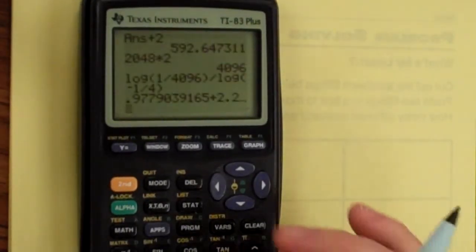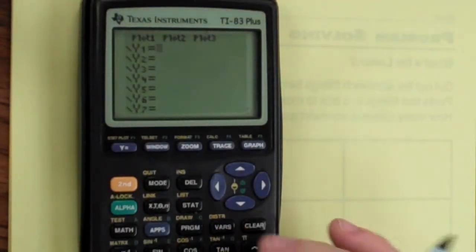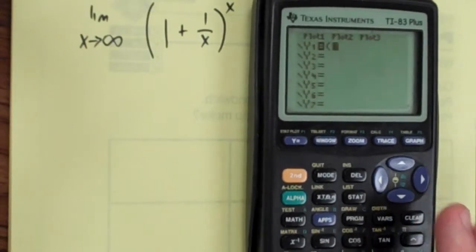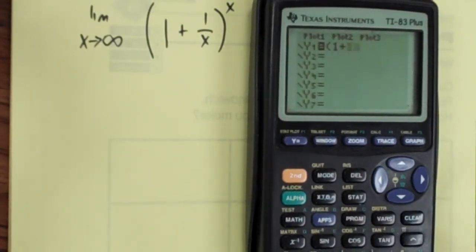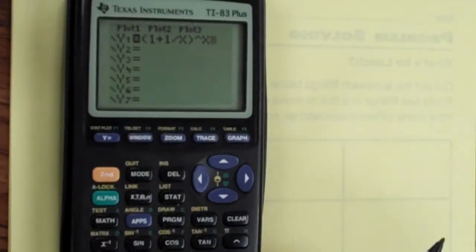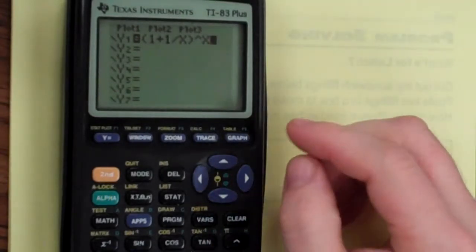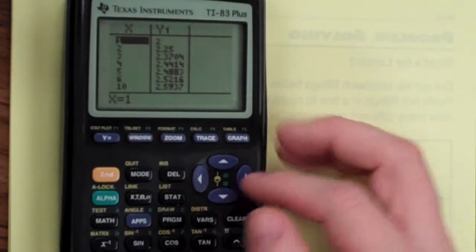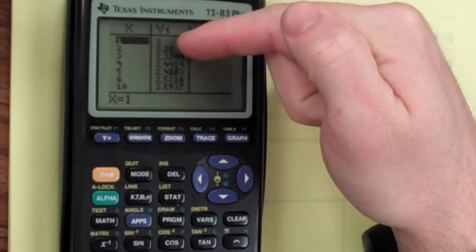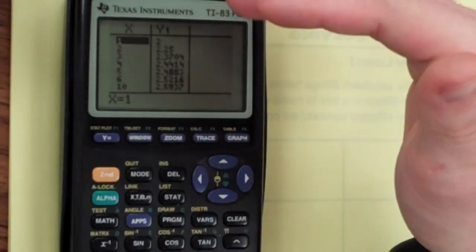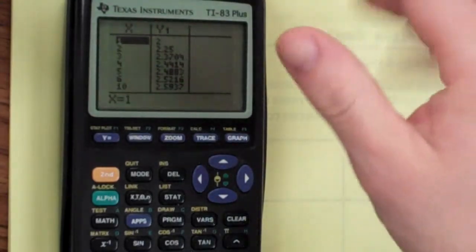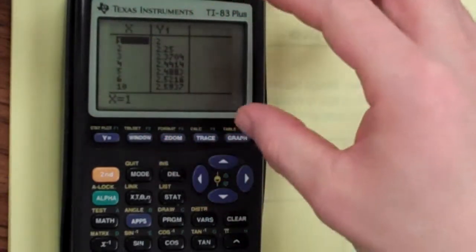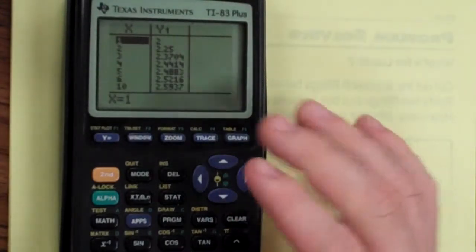Okay, so I'll go into the y equals and put that expression into the calculator, right? So 1 plus 1 divided by x, and raise that to the x power. Okay? And we want to know what happens to this expression as x gets really, really big. So I'm going to go into the table. The table is a good way to see those things. So let's see. I put a 1 in there, and we have 2. I'm expecting this to eventually taper off to 1, right? Eventually, as x gets really big, and 1 over x gets really small, and we raise it to a really big number, we should be seeing it go down to 1 eventually.